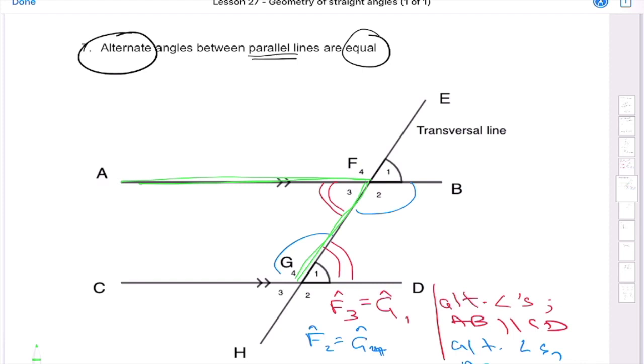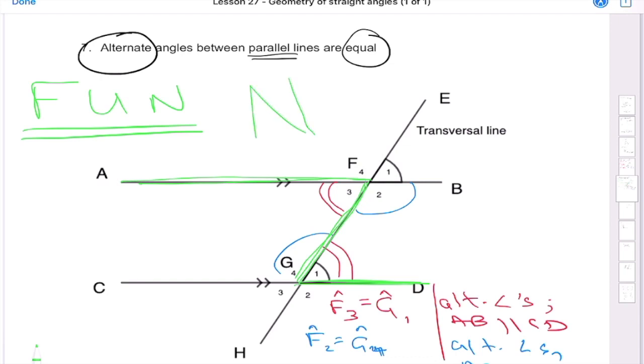Then the angle G1 is formed between that line FG and this other line GD. And you will notice that you are kind of describing the letter N, if you want, the letter Z. So in FUN, the letter N, which can be written as the letter Z, will define our alternate angles. So this is the letter N or the letter Z, whatever you prefer.